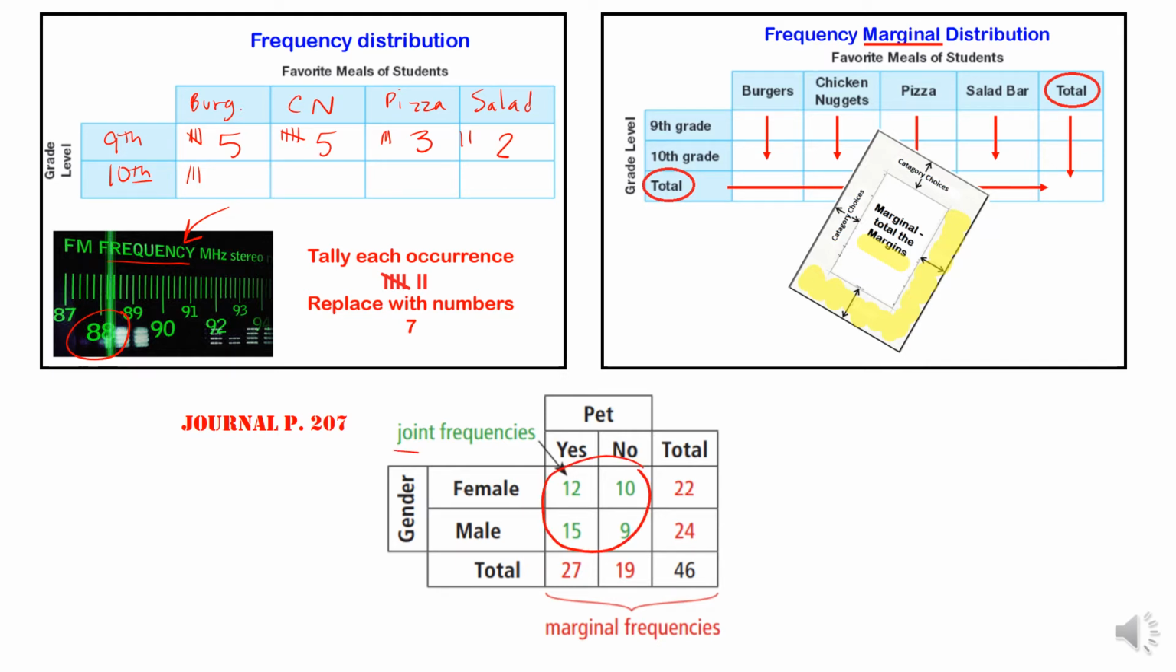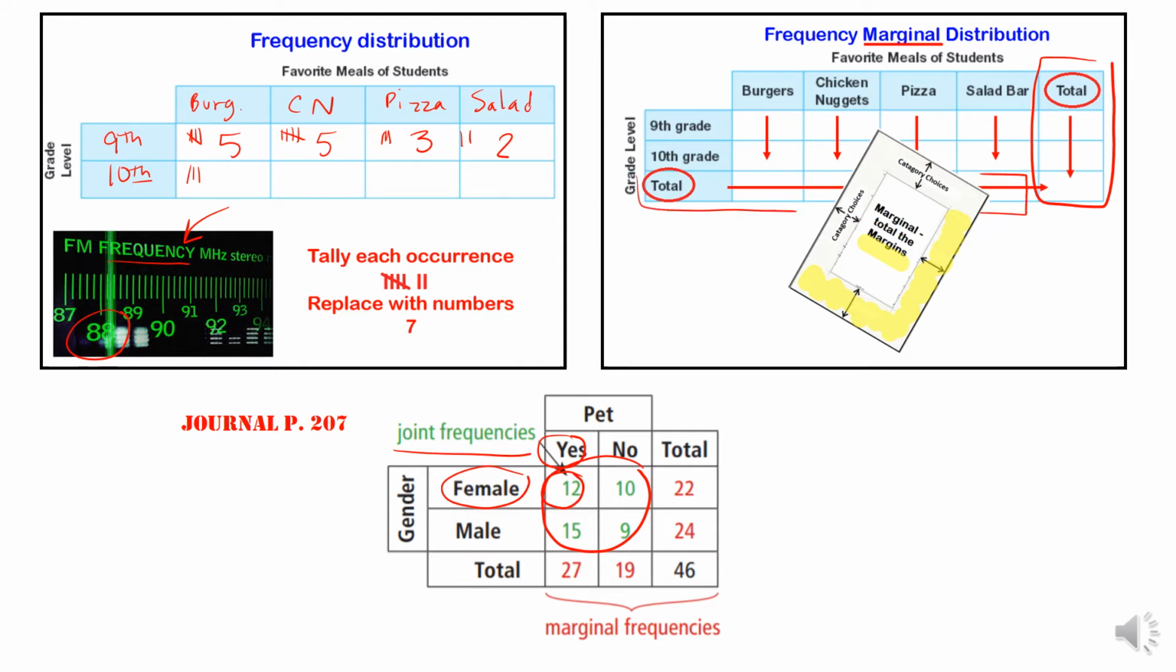And that's this part of the graph down here, the joint frequencies. They're called joint frequencies because they're saying a female answered yes, so it's two different things. So the joint tally is 12. Then we're going to go to the frequency marginal distributions, and this is when we add margins to our data chart like this, and we get the totals.